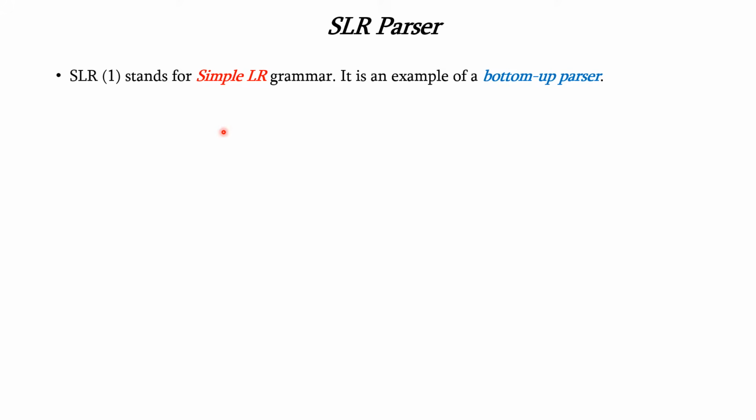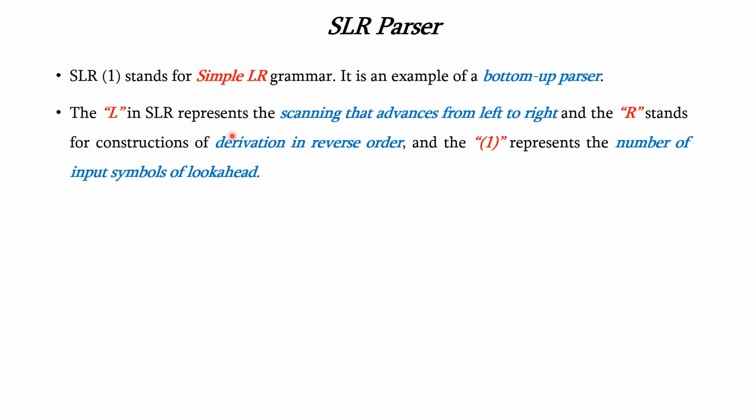In SLR, S represents simple, and in LR, L represents the scanning of input from left to right, and R represents the construction of derivation in reverse order, and 1 here represents the number of input symbols of look ahead.